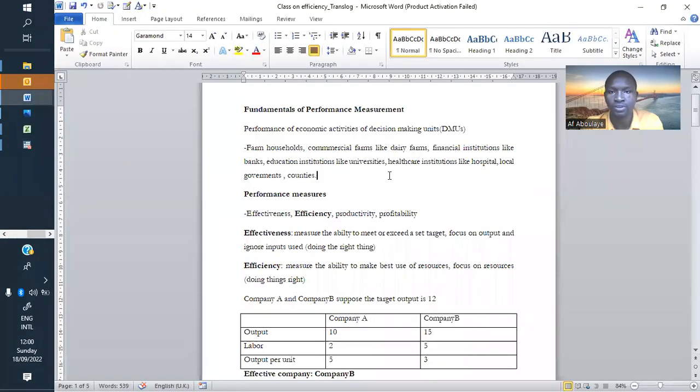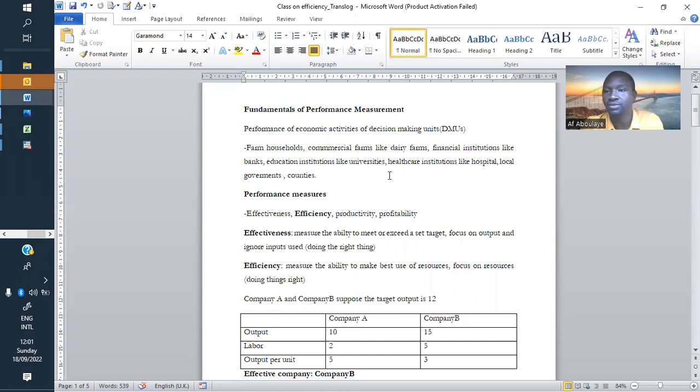Okay, we are measuring the performance of economic activity of decision making, which we can use for the performance of farm households, commercial farms like dairy farms, financial institutions, and so on. Those performance measures are effectiveness, efficiency, productivity, and profitability. Okay, we want just to see what is the meaning when we are talking about effectiveness and efficiency.